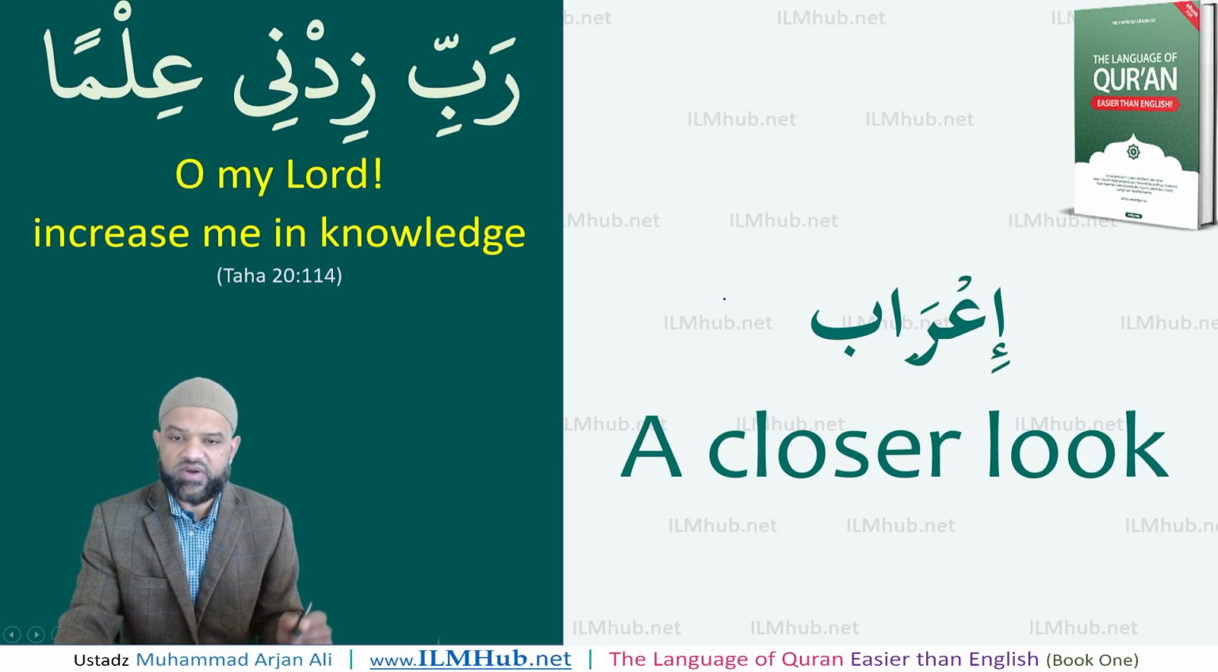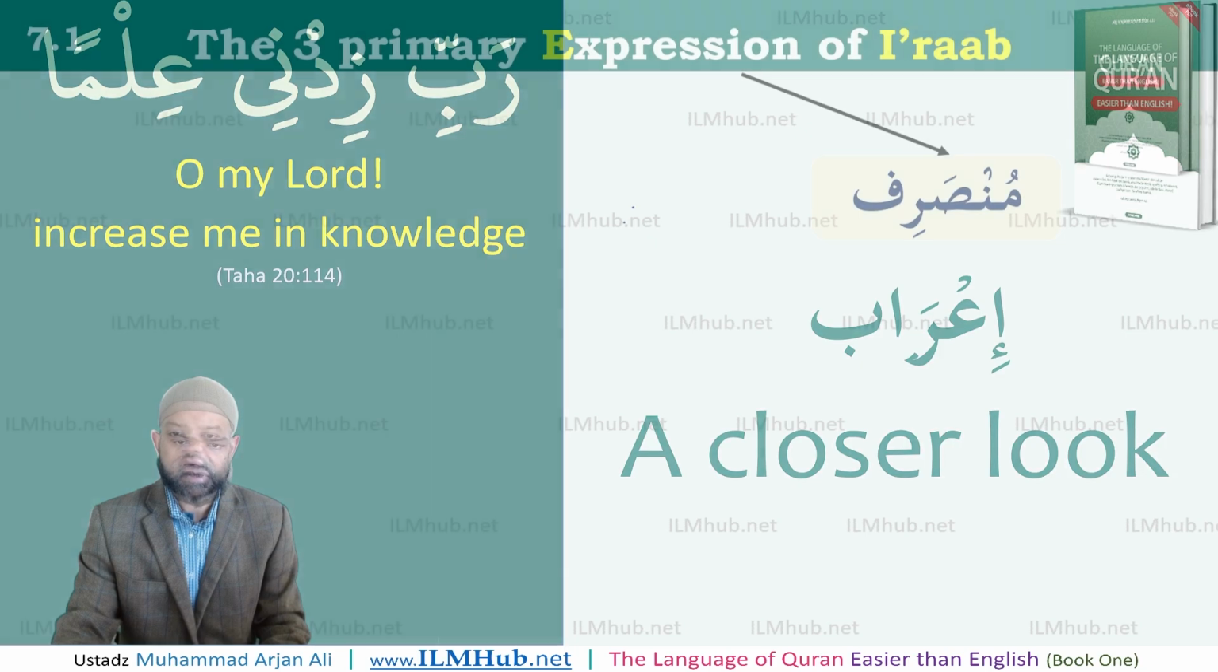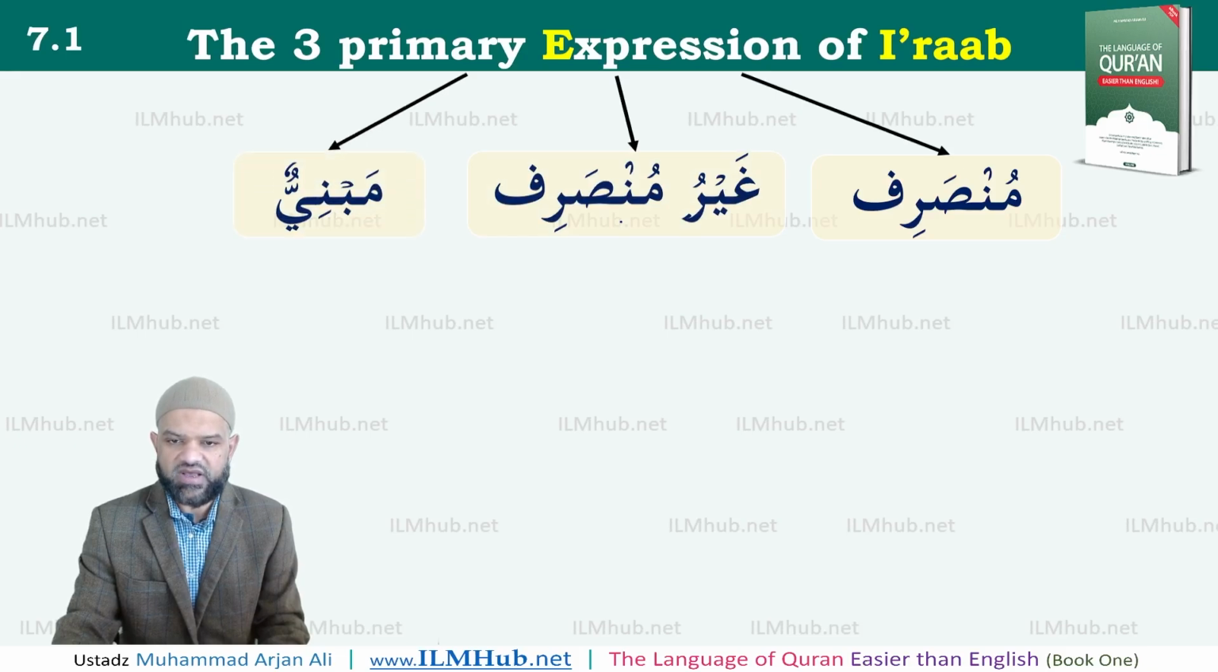In Part 1, we went through the primary ways of expressing I'rab, three different ways of declension: the fully declined, the partly declined, and the mabni. In this lesson, we're going to look at the special categories outside those, insha'Allah. So the three primary ways of declension are, number one, munsarif, ghayru munsarif, and mabni.